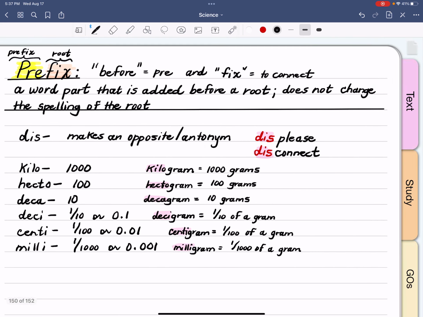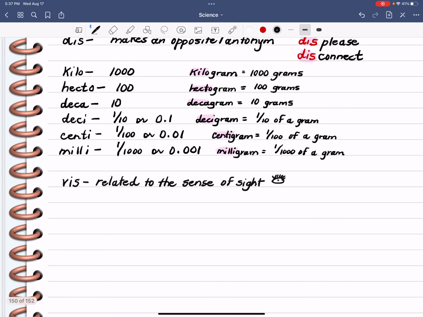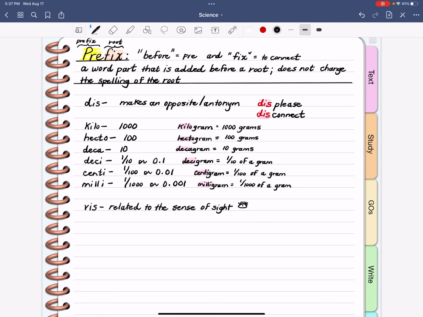The other word part we'll put under prefix. I think that would be the best place. And that is viz. V-I-S. Viz is related to the sense of sight. So this lesson that we're in is going to deal with graphs. These are things that we see, we study with the eye to understand information. So viz is also related to the eye. That is not a very good eye, is it? But I'm not an artist. I don't claim to be an artist.